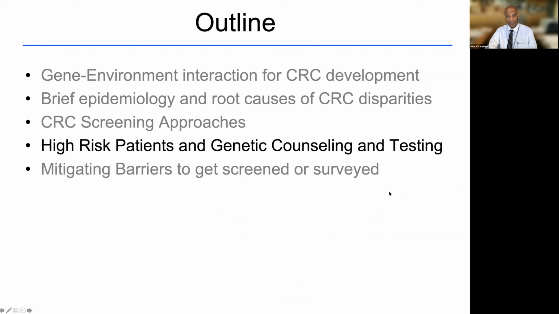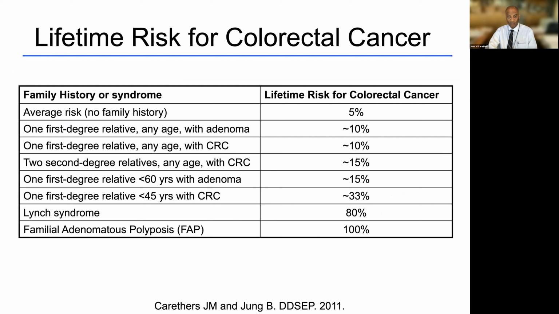Let me go to high-risk patients and genetic counseling and testing. We know that family history is very important for high-risk conditions. If you look at this table that I made a few years ago, the average risk in the United States is around 5 to 6%. That's people with no family history. But if you have a first-degree relative, that's mom, dad, brother, sister, of any age with an adenoma or cancer, you double that risk to about 10%. Again, adenomas are precursors to cancer. So keep in mind, the classic adenoma gives you the same risk as a colon cancer with a first-degree relative. If you have two second-degree relatives with colorectal cancer at any age, or a first-degree relative who's less than 60, even with an adenoma, you triple that risk from normal. And if you have someone who's really young, less than 45, you raise that risk 6 times normal. And of course, if you have Lynch or FAP, you get near uniform risk of colon cancer in your lifetime.